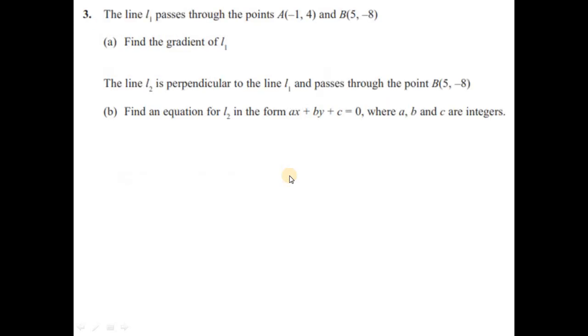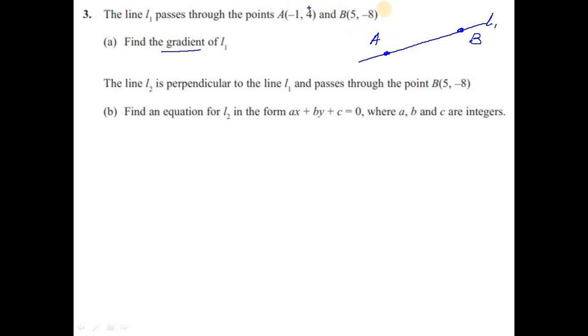Question number 3. The line L1 passes through the points A(-1, 4) and B(5, -8). Find the gradient of L1. So you have a line passing through 2 points. Let's say this is point A and this is point B. It's not an exact sketch, it's just to show you. So this is point A, point B. You need to find the gradient of this line. This is your line L1, and it's quite a straightforward question.